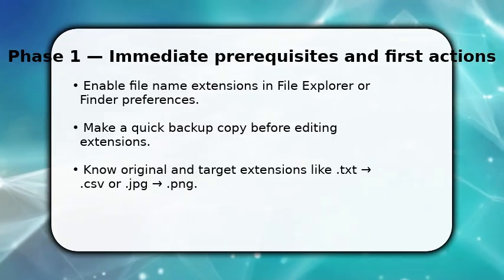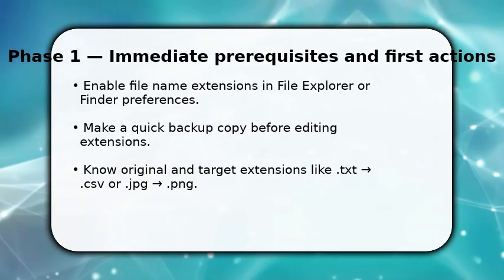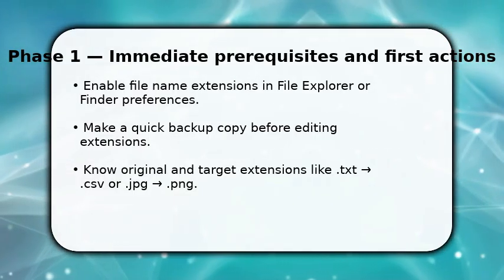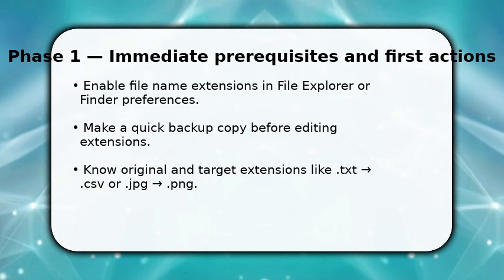Next, make a duplicate of the file to avoid data loss. This protects you if the conversion fails. Once done, identify the current extension and the one you want. Write them down so you don't accidentally remove the wrong characters when renaming.